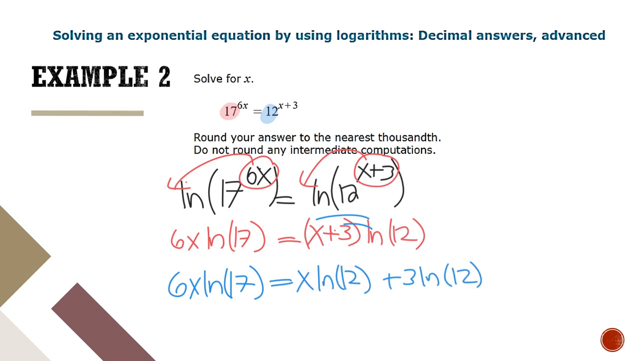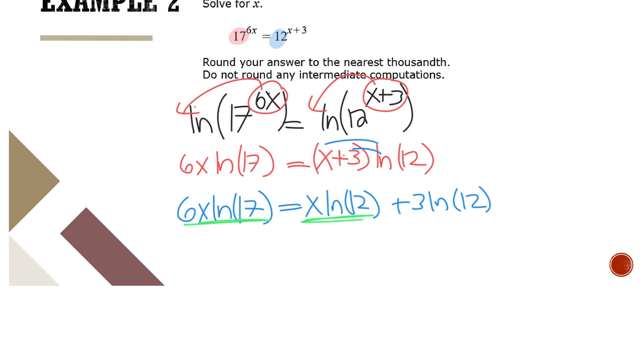The reason why is I'm going to move the x's to one side. So I'm going to subtract those. So if you do that, we have 6x natural log of 17 minus x natural log of 12 is equal to this 3 natural log of 12.